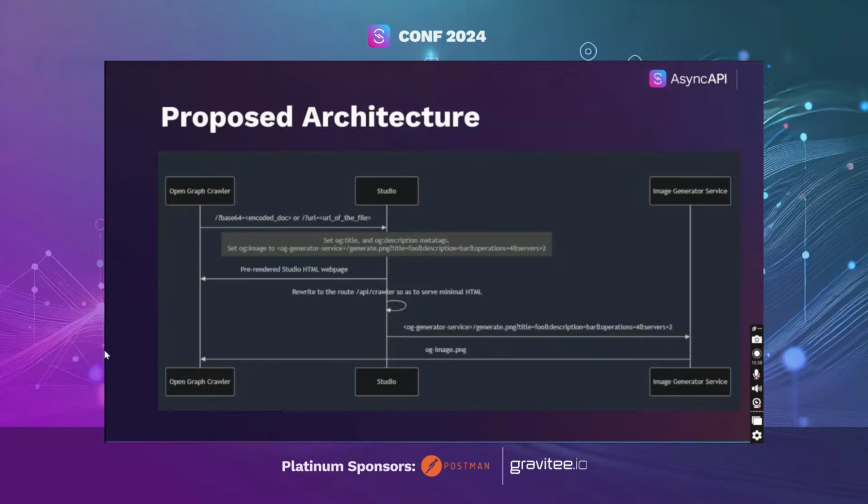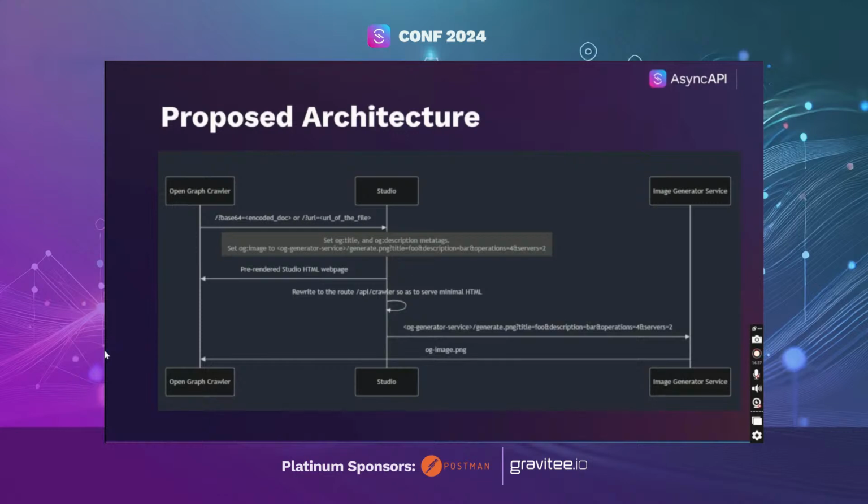So the architecture that we came up with was that, to send this pre-rendered Studio's HTML web page, we had to rewrite the request that was coming from the Open Graph crawler to a separate route where the Open Graph related content would be extracted, right? And that content would be sent back to the Open Graph crawler. So here I used a word called rewrite. Let me explain what it means actually.